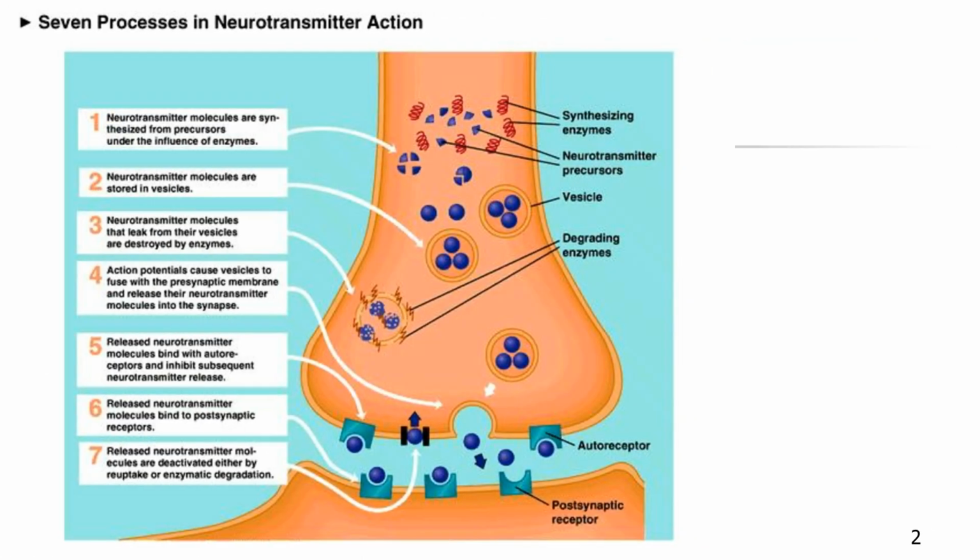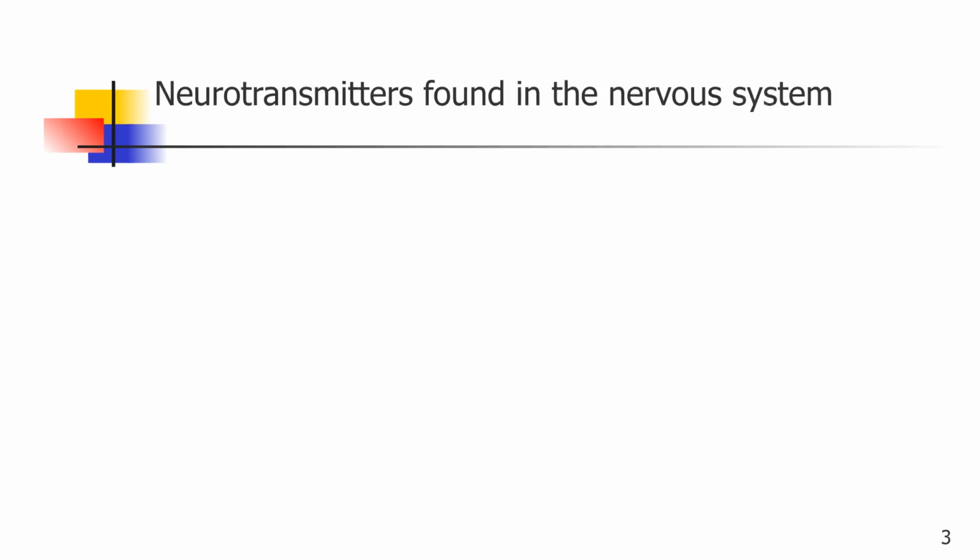Neurotransmitter action involves 7 key steps. These include synthesis, storage in vesicles, leakage and destruction by enzymes, release into the synapse due to action potentials, binding to autoreceptors and postsynaptic receptors, and deactivation through reuptake or enzymatic degradation.